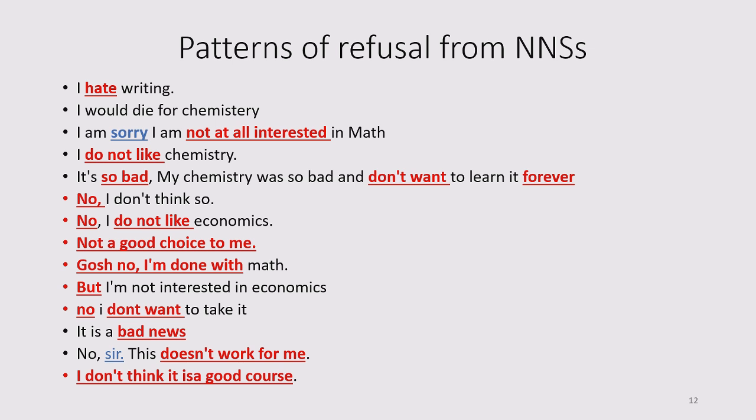So these are actual expressions from participants when they were doing this. These were the patterns of refusals from non-native speakers. I hate writing. I would die for chemistry, which actually sounds like I really want to take a chemistry class, so not even really a refusal, I believe. I'm sorry, I'm not at all interested in math. No, I don't like economics. Not a good choice to me. Gosh, no, I'm done with math. So these were very direct responses that were not observed in native speakers.